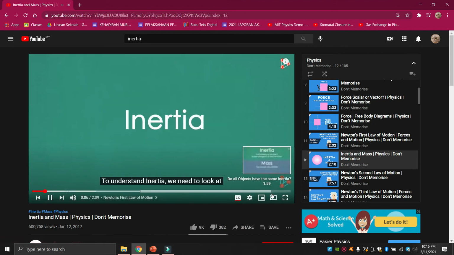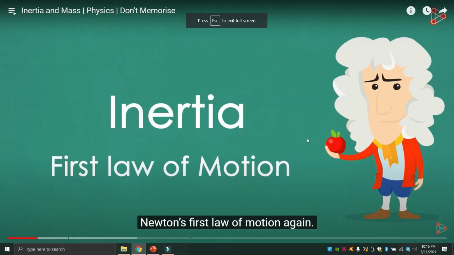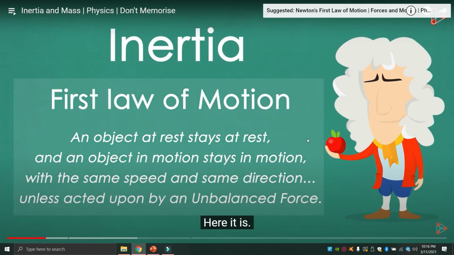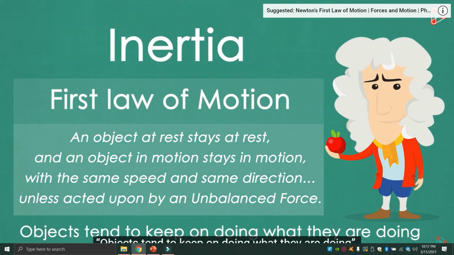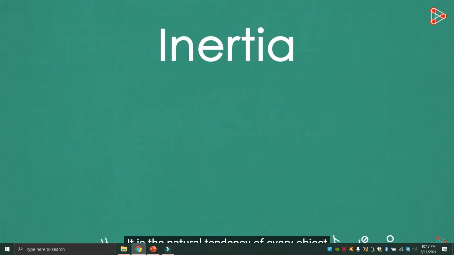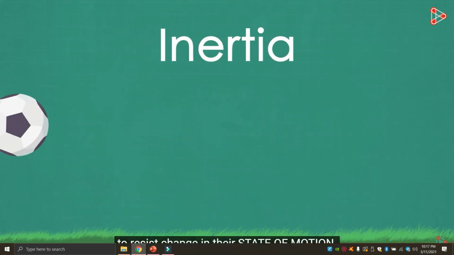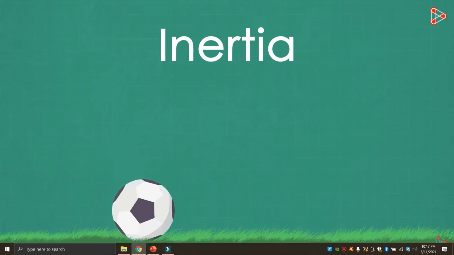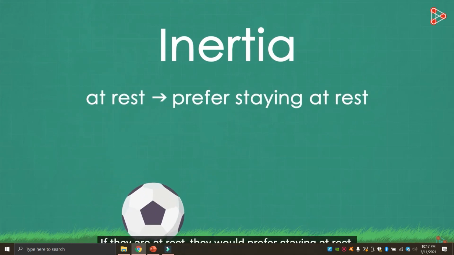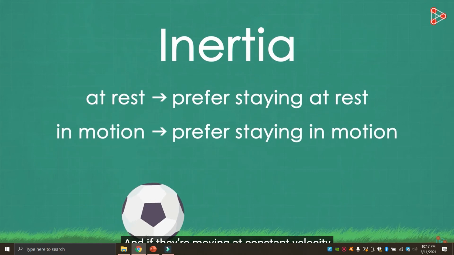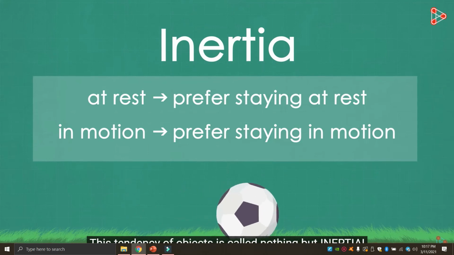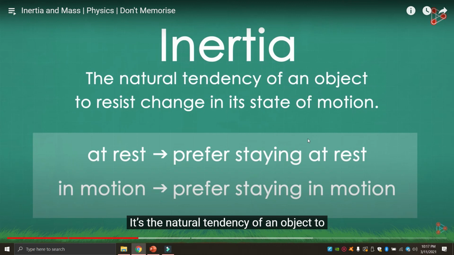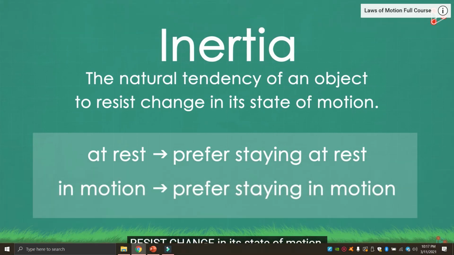Inertia, we need to look at Newton's first law of motion again. Here it is. In simple words, this means that objects tend to keep on doing what they are doing. It is the natural tendency of every object to resist change in their state of motion. If they are at rest, they would prefer staying at rest. And if they are moving at a constant velocity, they would want to continue doing so. This tendency of objects is called nothing but inertia. It's the natural tendency of an object to resist change in its state of motion.